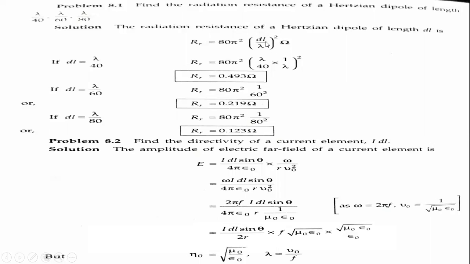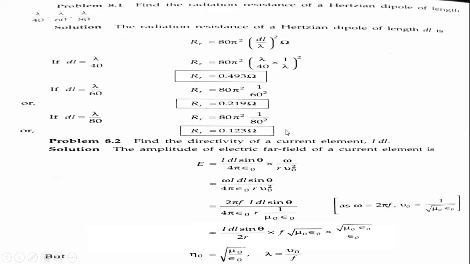You just substitute the value of dl, lambda by 40, and the 1 by lambda will be as it is. Substituting dl as lambda by 40, the lambda will cancel out and 1 by 40 will remain, and that too within the bracket square, so you need to do it for 40 square. So 80 divided by 40 square, multiplied by pi square, you will get the radiation resistance of 0.493 ohm, for the case when the differential length is lambda by 40.